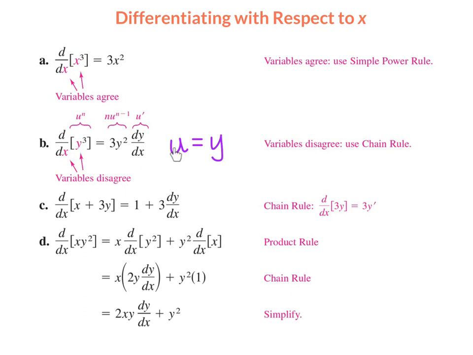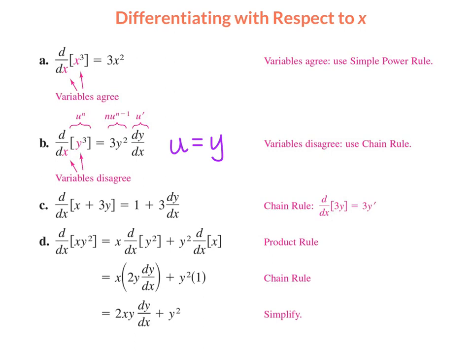So I'm going to substitute u in for y, and the chain rule tells me that I just take the derivative of u to the third like I would, so 3y squared because u equals y, and then I have to multiply it by the derivative of what u actually is, which is y. So in terms of x, that's dy over dx. And that's going to be a common thread here when we differentiate implicitly.